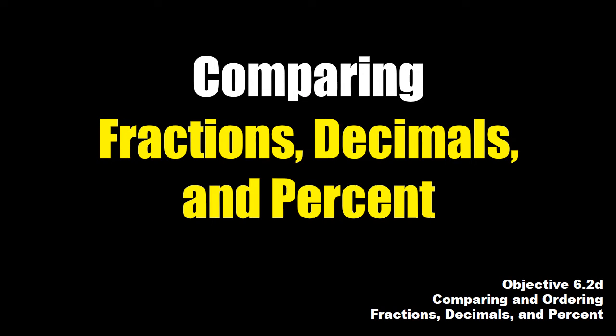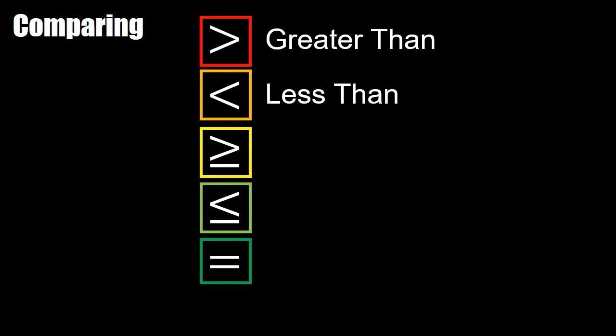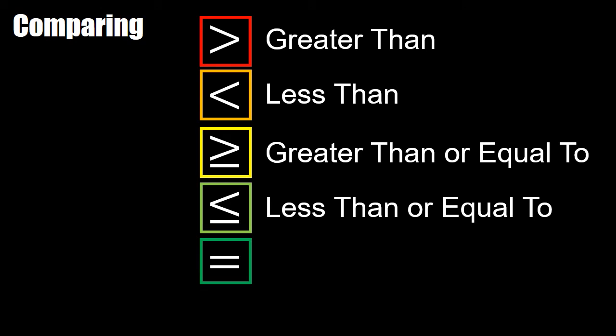In this edition of Mr. Peterson Presents, we're going to talk about how to compare fractions, decimals, and percent. And so in comparing, we have these different symbols. Once again, we have the greater than sign, the less than sign, then we have greater than or equal to, less than or equal to, and then we have our friend equal to sign.